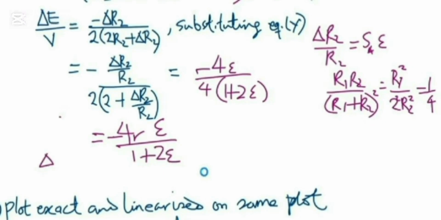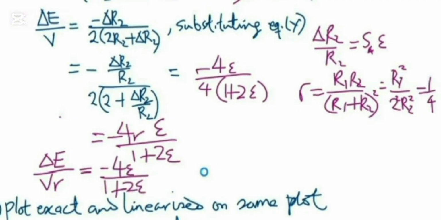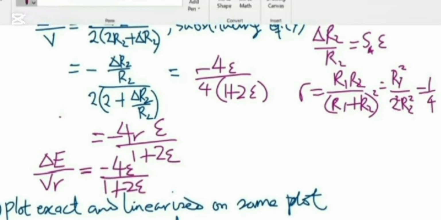And then we bring the R down. Remember, R, 1 over 4 is equal to what? R. So you substitute 1 over 4 to replace R. And finally, we can have it this way. Minus 4E all over 1 plus 2E. So this is our final equation.